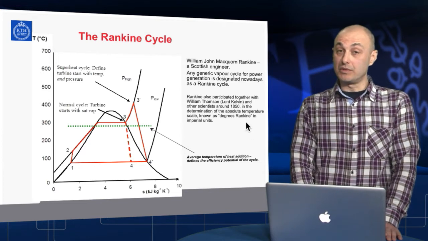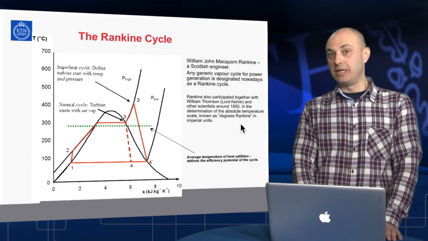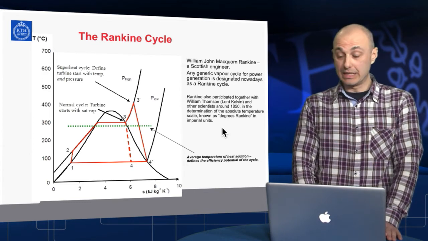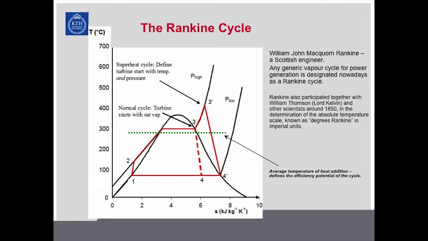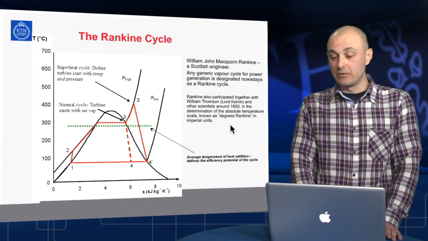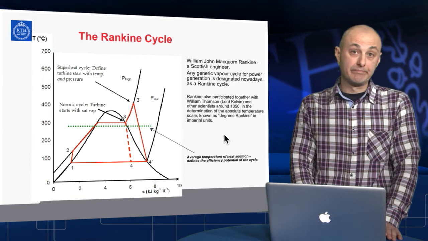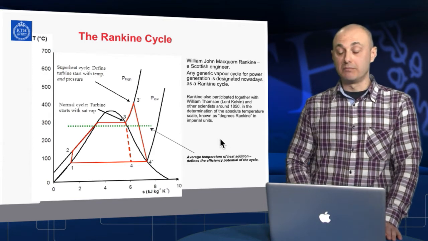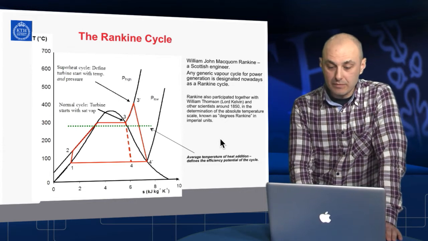Well, Rankine also is remembered as being associated to William Thomson and Joule and other guys in England in the old days, towards the middle of the 19th century. And actually, he gave his name also to the absolute temperature scale in imperial units, which is referred to as degrees Rankine, while degrees Kelvin, as you know, we use for the metric system.